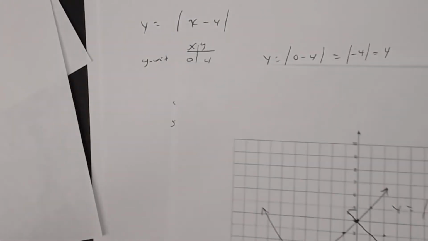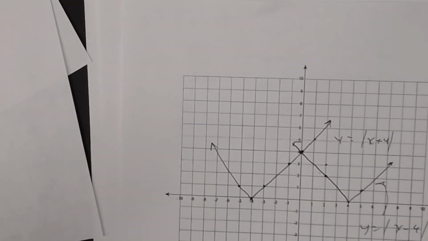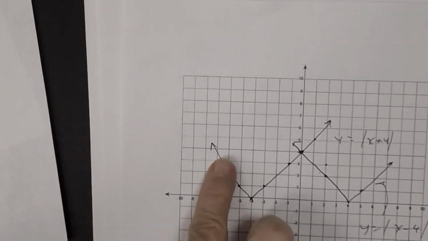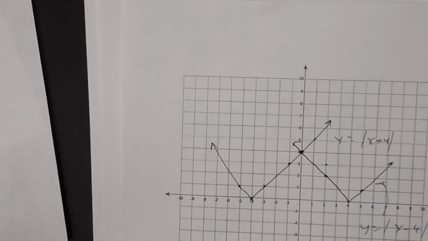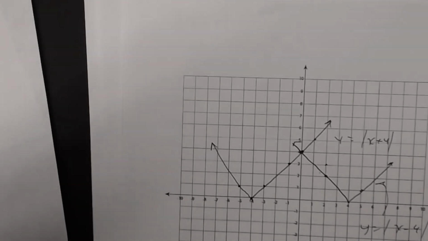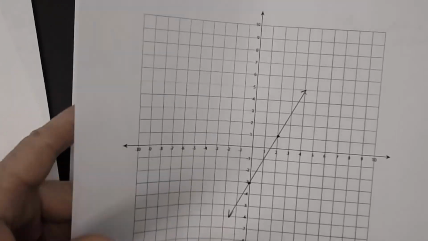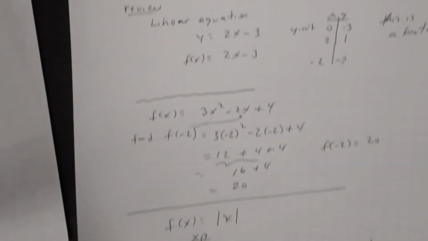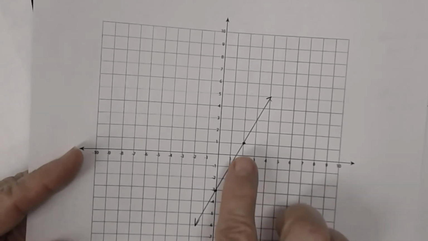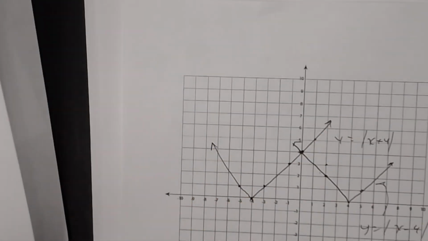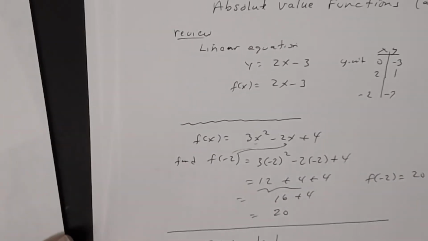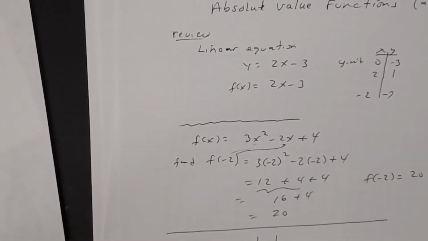So just make sure you understand that the graph of absolute value functions is the shape of a V. The graph of a linear function is the shape of a line. So remember, absolute value functions are not lines, are not linear. Okay, so keep that in mind. Absolute value functions have the shape of a V. Okay? All right, so that's how you graph absolute value functions. So that's the end of this lesson.